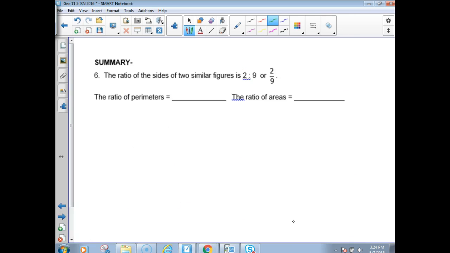Now, the summary, real quick, and then we'll be done, and you guys can work on the problems. The ratio of the sides of the two similar figures is 2 to 9 or 2 over 9. The perimeters then are also 2 to 9, and the areas are 2 squared to 9 squared, which is 4 to 81. All right, you got your practice to work on, please.